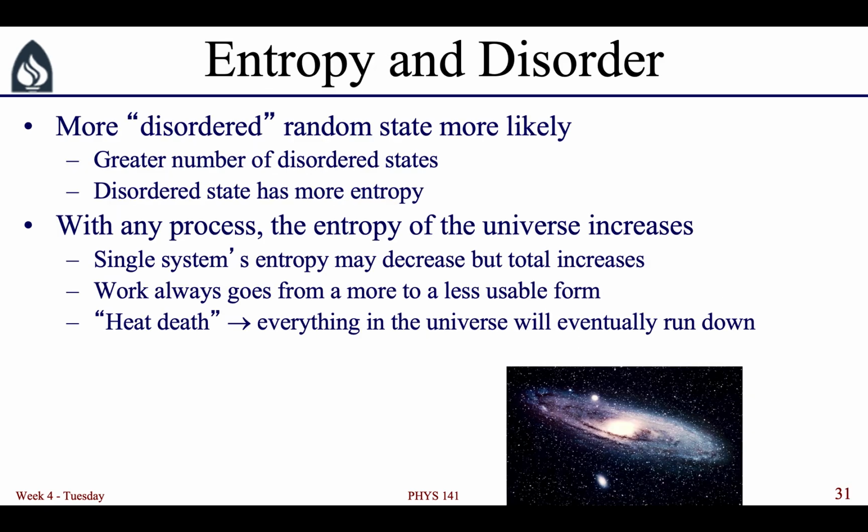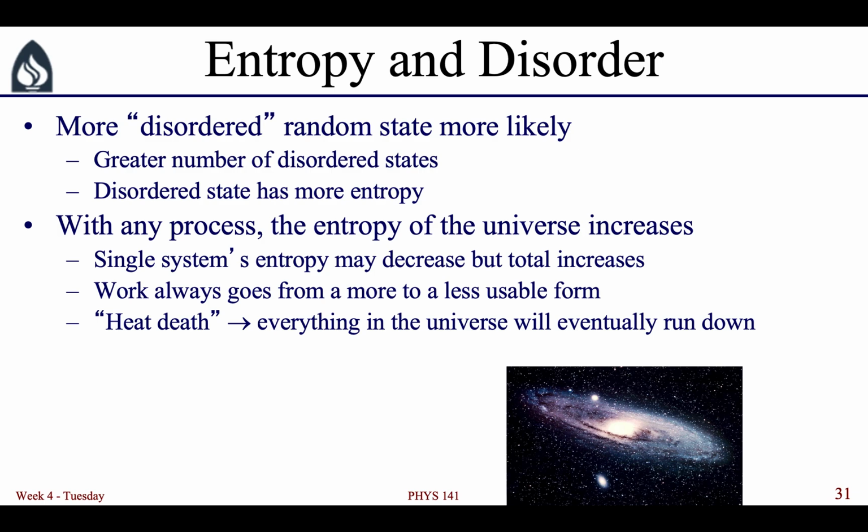So these more disordered random states are far more likely. The number of disordered states is typically many, many orders of magnitude greater. You have to write scientific notation with very large exponents to express how many more disordered states there are than ordered states, particularly if you're dealing with something like Avogadro's number of atoms. These disordered states have a lot more entropy.